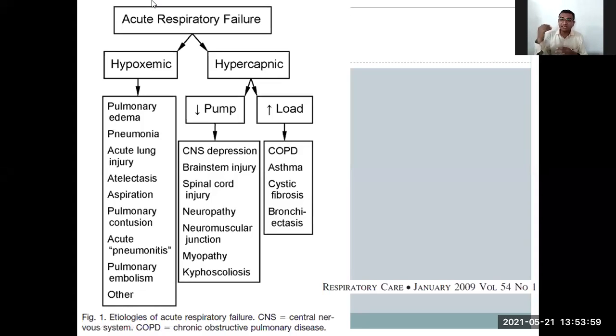Now, what is increased load? When COPD, asthma, cystic fibrosis, or bronchiectasis happens, the pump is normal and lungs are normal, but the ability to contract the muscle is not normal. Muscle fatigue will be there, and because of that you'll have an increased load, and again there will be hypercapnia. So whether the patient is hypoxemic or hypercapnic, PaO2 is down or PaCO2 is increased, because of these two conditions you will get acute respiratory failure, ALI or ARDS.